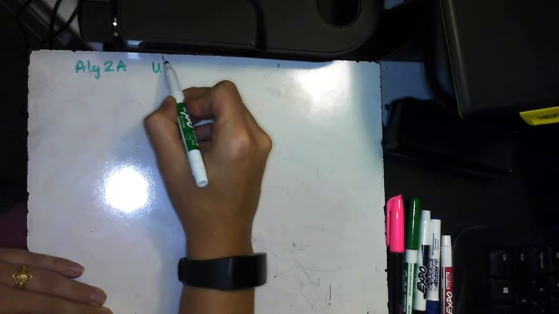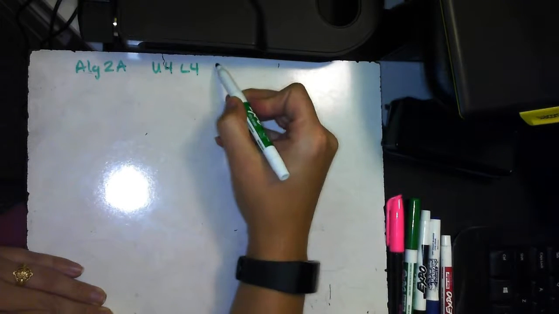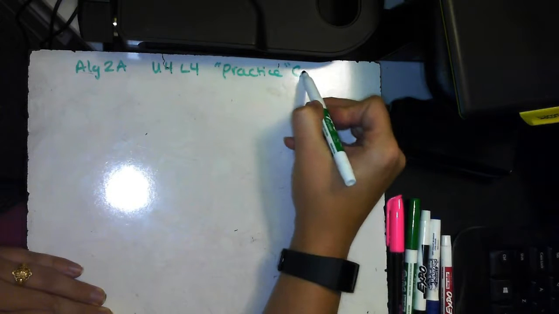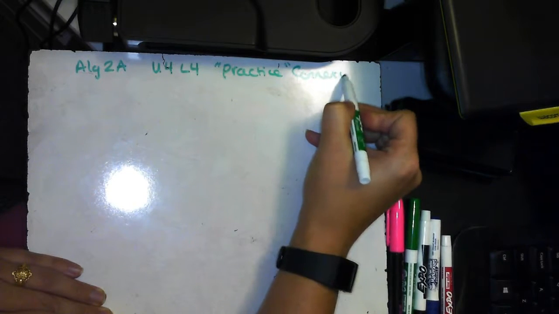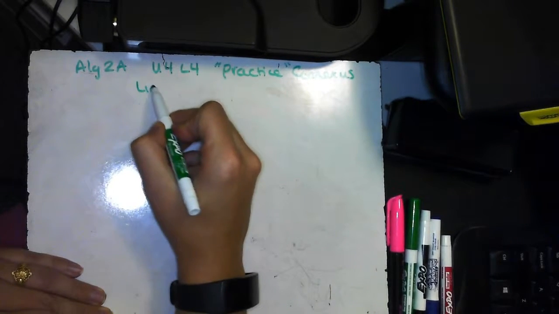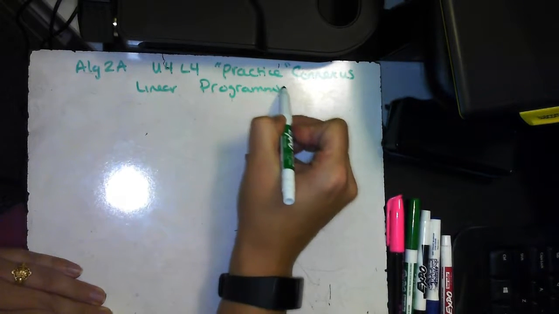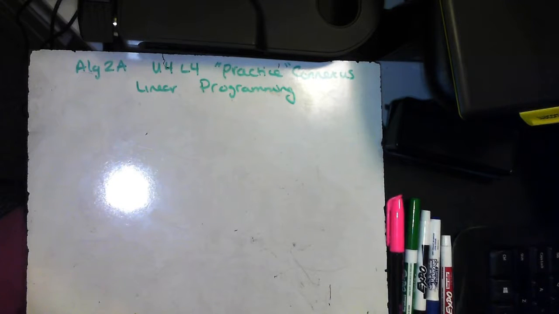Okay, and these are questions from Unit 4, Lesson 4 on the practice in Connexus. Alright, and they're on linear programming. Alright, so I'm going to show you two ways to do these questions.